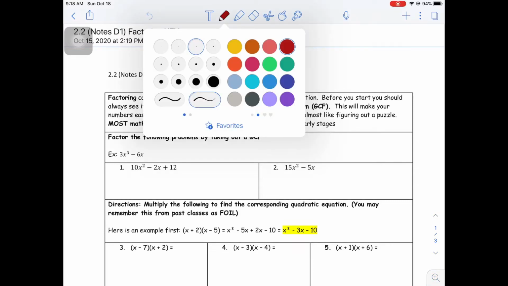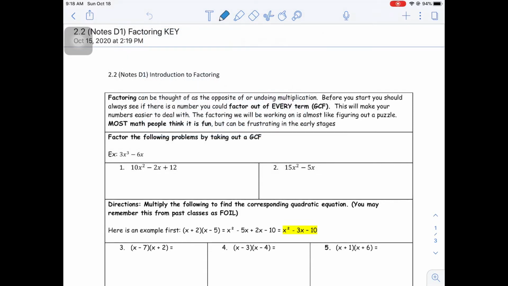Alright guys, so these are the factoring notes for today. And I already said what we're going to be doing. We're going to be factoring. So the first thing, factoring can be thought of as the opposite or undoing of multiplication. Before any factoring problem, we first have to look for a greatest common factor. Can one singular thing be pulled out of all of the other things?